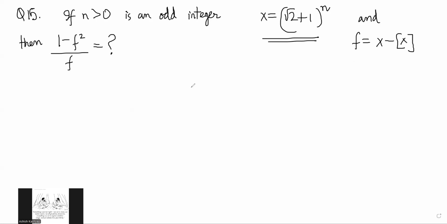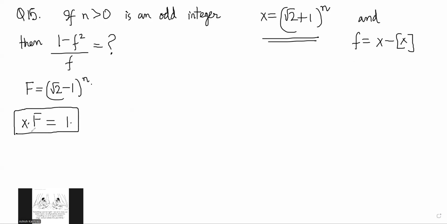So let's define our new binomial as capital F is root 2 minus 1 power n, and let's do the multiplication of x and capital F. We'll get 2 minus 1, so 1, right? So this is one result that we have.